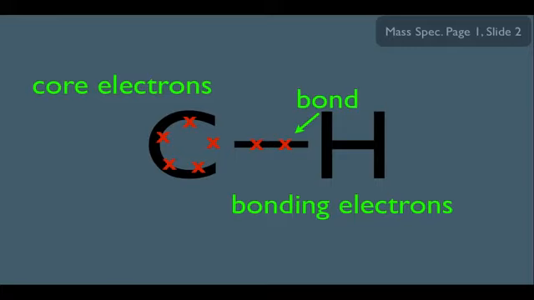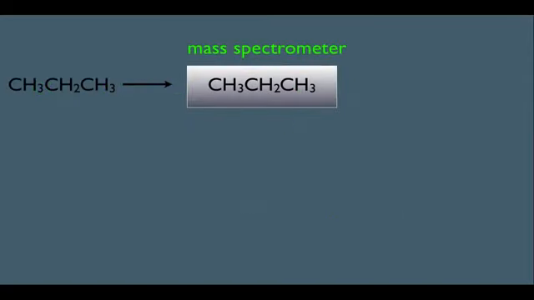So for the mass spec, we like to distinguish core electrons from bonding electrons. And let's see why here. Let's go back to our situation. What we're learning is that when we stick a molecule in the mass spectrometer, what we end up doing is shooting an electron beam at the molecule. Think of it as almost taking a gun and shooting an electron gun at the molecule.